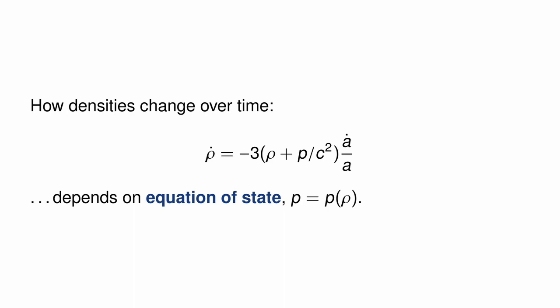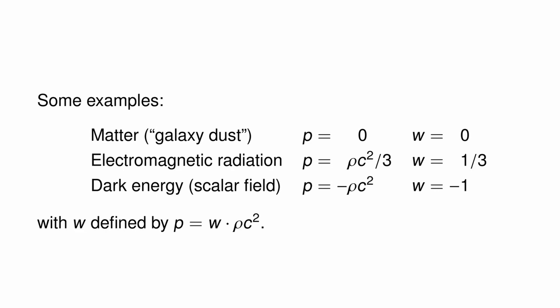If I have galaxies that are just drifting along, they're not moving in any way except in the Hubble flow. They're not interacting, so there's no pressure at all. It's just a density, but no pressure. So P equals 0 is what I use for what I call matter. We could also call it galaxy dust.